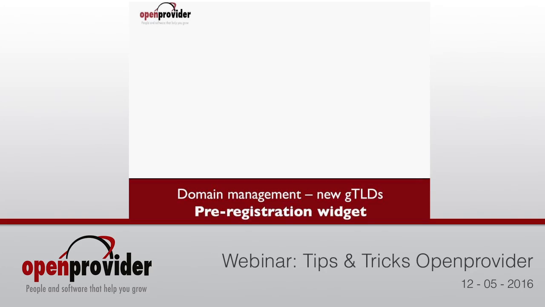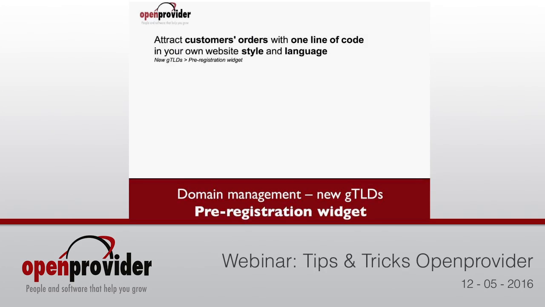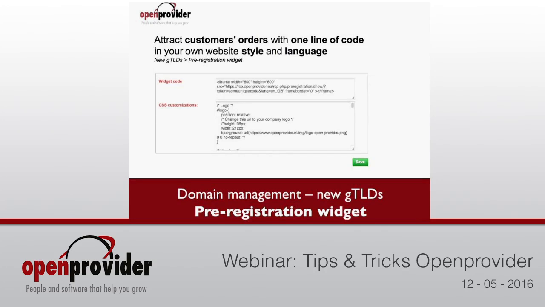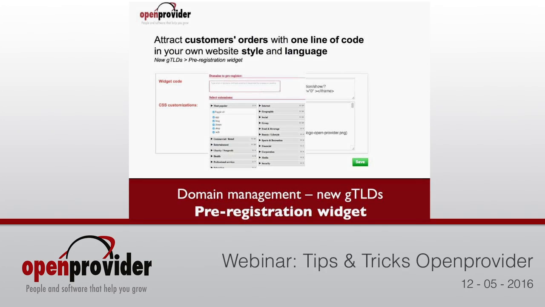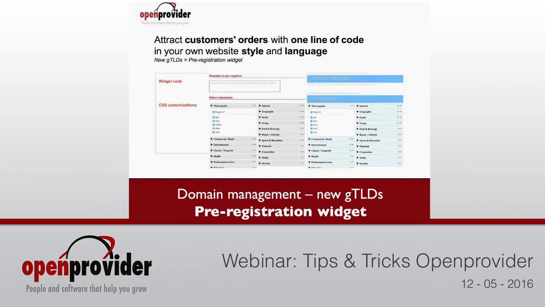Then it's good to know that we have a pre-registration widget. With just a single line of code, you can add a widget in your website. And again, you can of course style it or translate it to your own language. It is linked directly to Openprovider. The line of code is the widget code that you see on top here. And the CSS you can change to match your own style. Two examples: the basic Openprovider style and one that is restyled in a blue layout. And you can change a lot of things. You can add a different logo, you can add colors, fonts, everything you want.